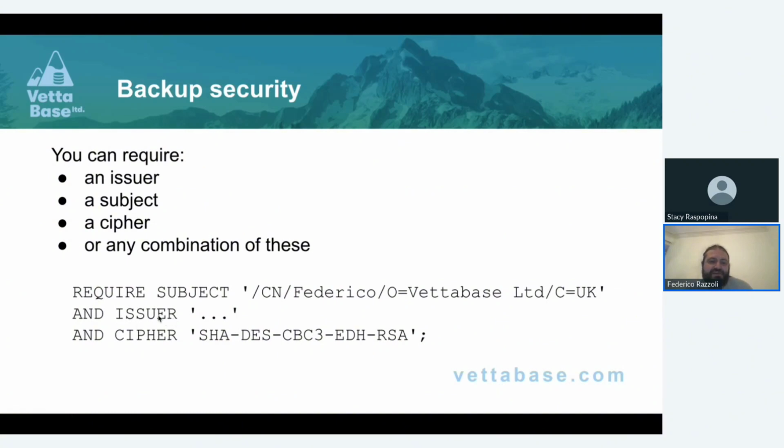You can require a certain issuer. So basically, an issuer is the certification authority who emitted the certificate. If you don't specify an issuer, a self-signed certificate is permitted. And finally, you can specify the allowed ciphers, I mean the allowed algorithms for encryption. You can specify only one of them or any combination of them. Okay.